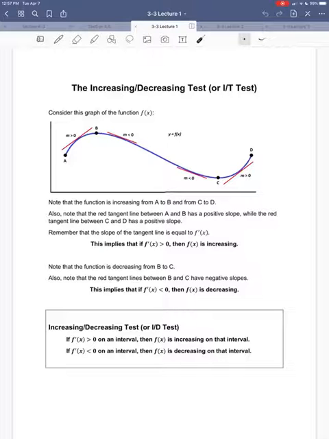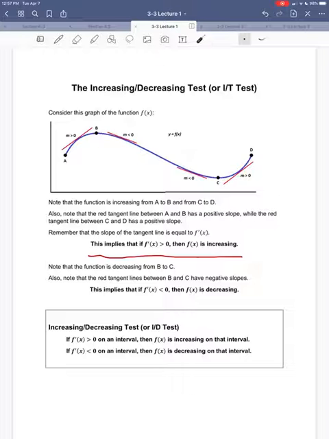So the slope is equal to the derivative, f prime of x. What we're seeing here is that between a and b the function is increasing, and the slope, or f prime of x, is positive, greater than 0. Between c and d the function is increasing from left to right, and the slope is positive, so f prime of x is greater than 0. So this implies that if f prime of x is greater than 0, my function f of x has to be increasing.